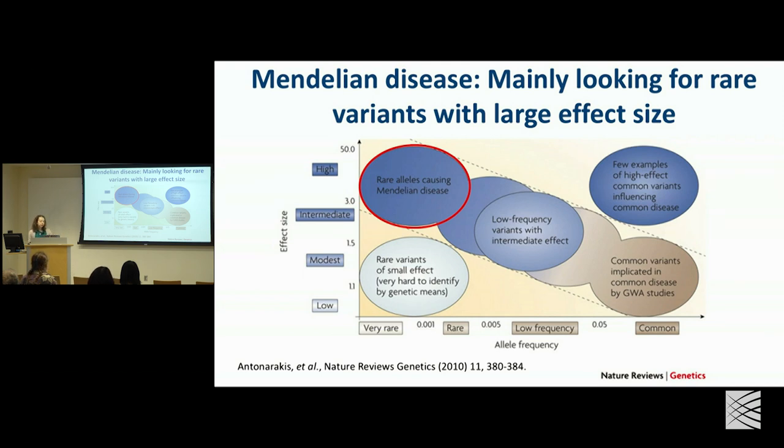But really, the databases contain the whole allele frequency spectrum, all the common variants, and down to the very rare variants. But a lot of what we're talking about today is looking for rare variants that have very large effect size. And so if you have that rare variant, you will have the disease.